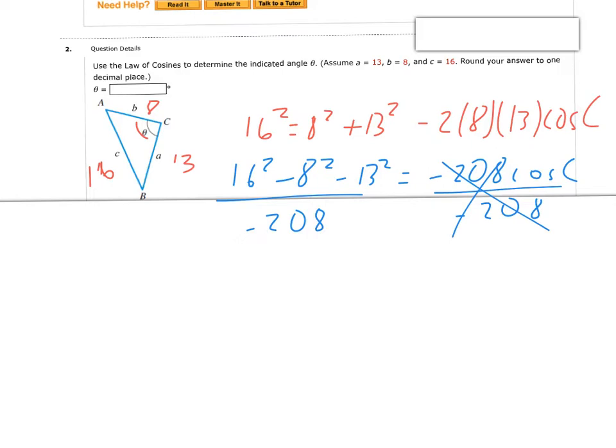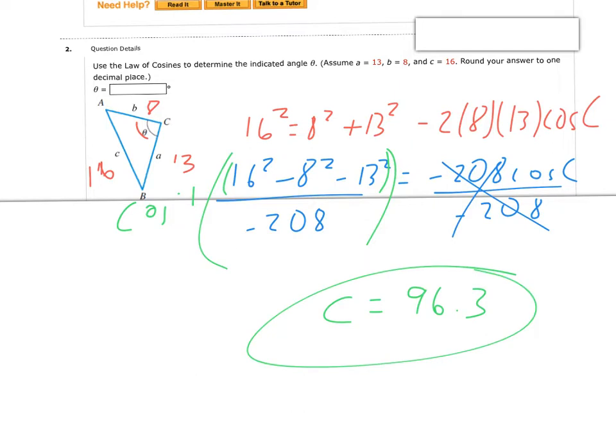I'll do this in a different color here. Cosine inverse of all of that is going to give me my value for C. So I'll do cosine inverse of 16 squared minus 8 squared minus 13 squared. Shoot, I need an extra parentheses here if I'm going to type all that in, since we have the subtraction in the numerator. So I'm going to do double parentheses up there, and then divide that by negative 208. Okay, good. So if I do that, I get 96.34, which it says do one decimal place, so I'll say 96.3.